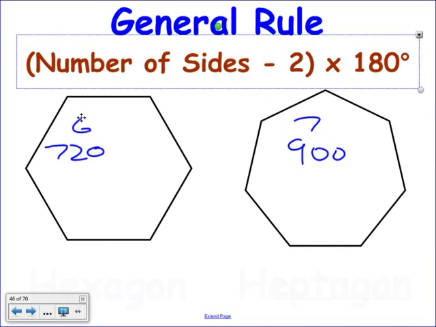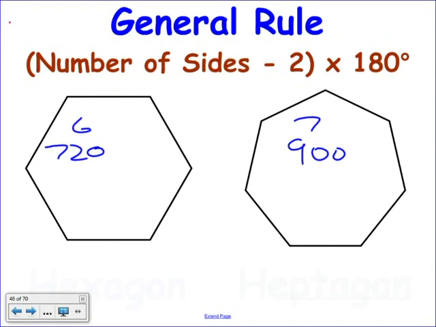Doesn't matter how many sides. Let's do a 10-sided shape, a decagon. 10 minus 2 is 8. 8 times 180 is 1,440. Brilliant. So 1,440 for a 10-sided shape.